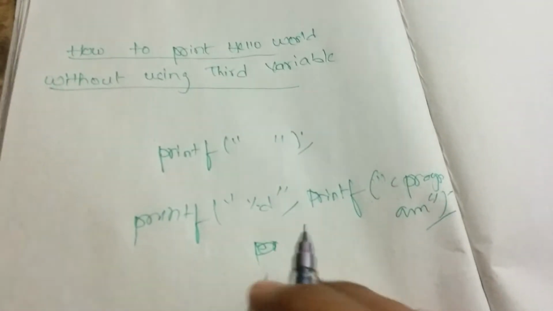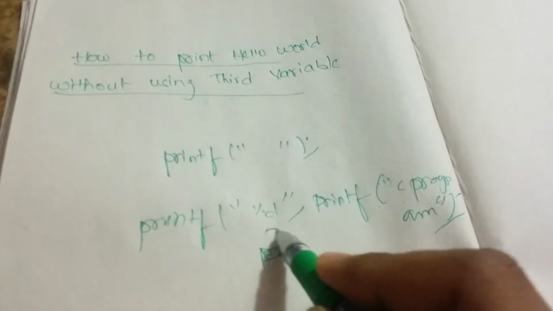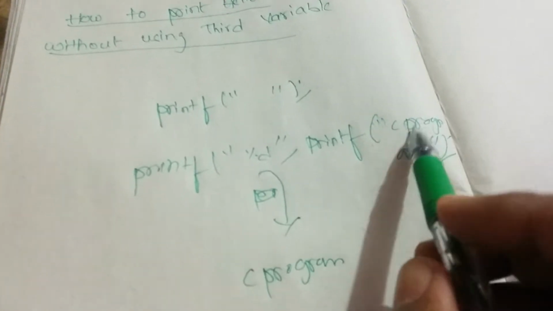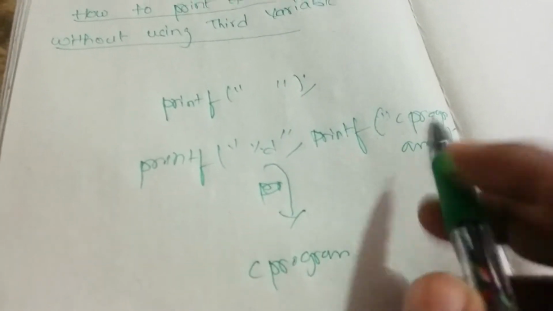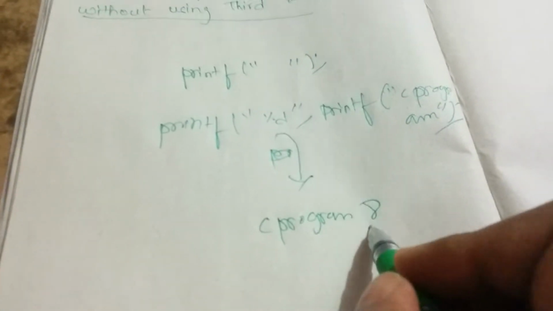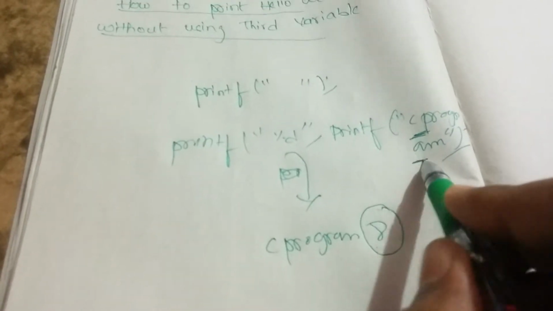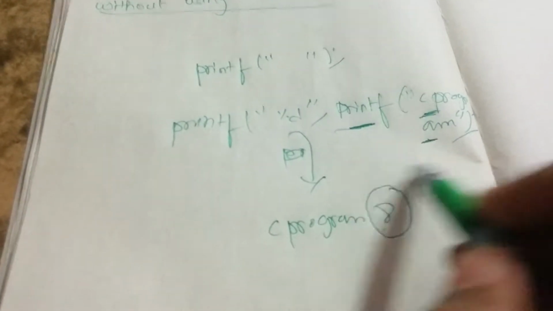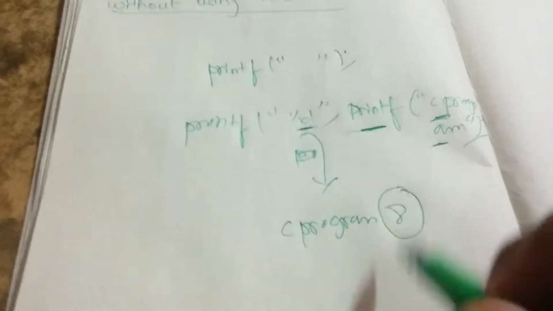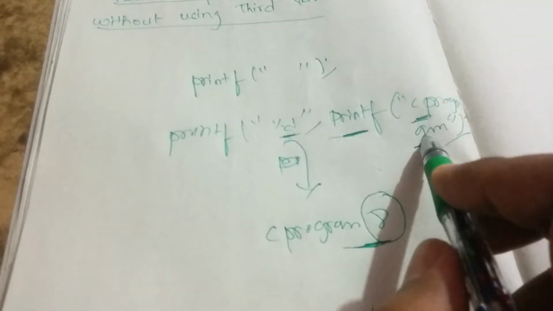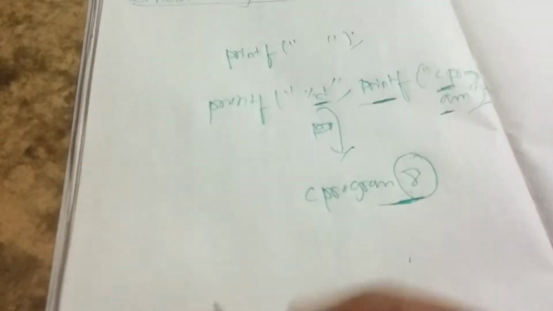What does the printf do now? The printf gives the output as C program and then 8. Why is it 8? The printf prints the C program first and it returns the number of characters it is printing. It is 8, so %d is printing 8. Printf prints whatever we give it and also returns the number of items it is printing. Let's see the prototype or signature of printf.